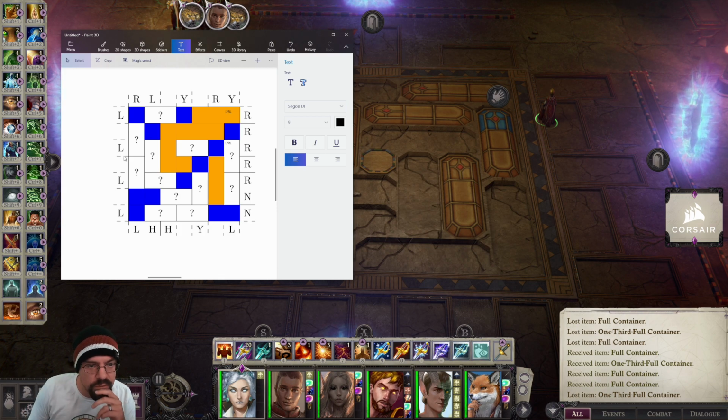So LYRL means this is empty. LYRL means this is empty, but we don't know this one yet. We don't know YNL. We do know YNL is full. Well, actually, we don't know what any of this is, which is going to throw the whole thing off. We can only work with this side. LRRL is full, so we know that's full. So that's a full over here.